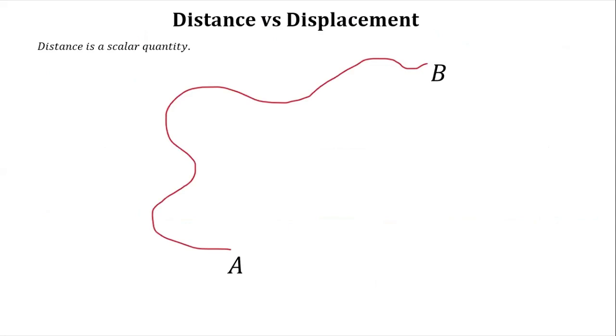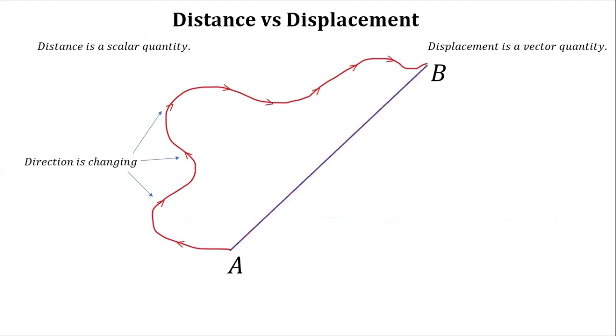So we'll see the difference between distance and displacement. So we know distance is a scalar quantity. When you draw a line A to B, which is distance, we can see all the time it changes its direction. So displacement is a vector quantity. When you draw a line A to B directly, we can see only one direction.